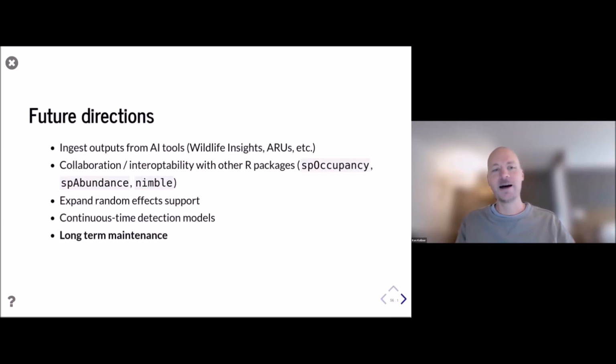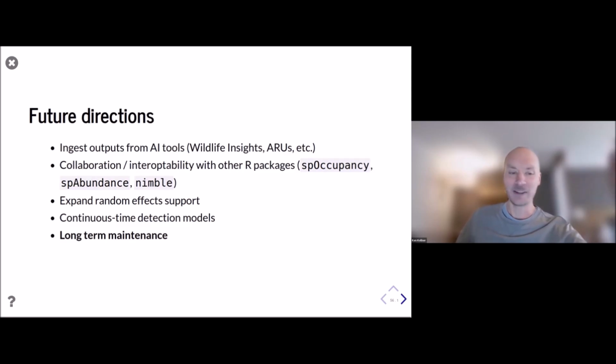So that's power analysis. Future directions: we want to handle output from AI tools like Wildlife Insights, ARUs, camera traps, a little more directly. More collaboration with other R packages, especially those associated with hierarchical modeling. In particular, I'll call out Jeff Dozier's spOccupancy and spAbundance packages, which were a previous talk in this seminar series. And then also, I've got some ideas for cool Nimble stuff that I want to do with Unmarked. Nimble was also a previous talk in this series.